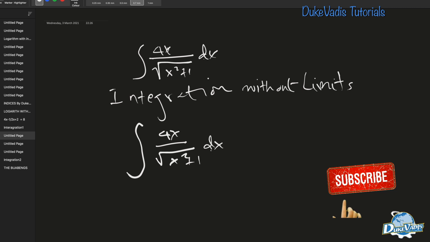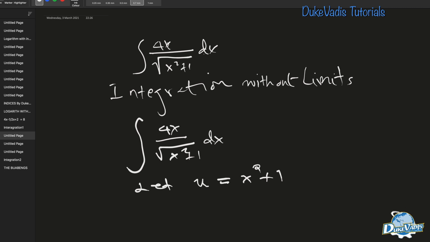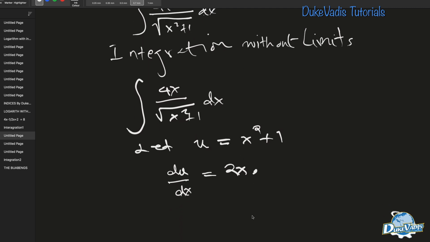Okay, so we can use u-substitution to make the equation less complex. So select our u to be equal to x squared plus 1. With that, when I differentiate, I'm going to get du/dx equal to 2x. My interest is on making dx the subject. So the dx now will be equal to du all over 2x.